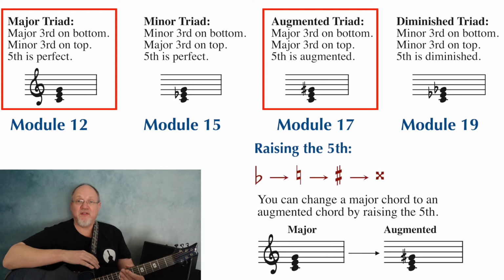When you're raising the fifth of a major chord to change it to an augmented chord, if the fifth is a flat note, you change it into a natural note. If the fifth is a natural note, you change it into a sharp note. And if the fifth is already a sharp note, you change it to a double sharp.